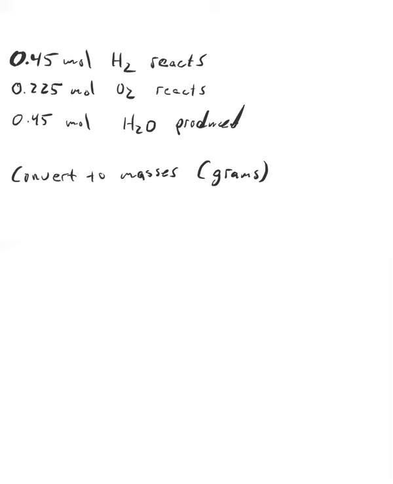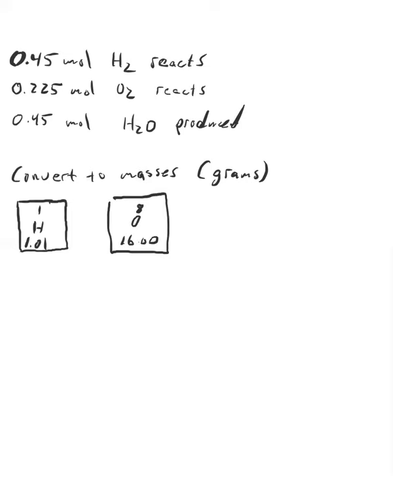All right, so let's convert them. How do we do that? Well, converting from moles to grams, that's something we covered in 3.4. We look up our periodic table. There's our molar mass for hydrogen, 1.01. There's our molar mass for oxygen, 16.00 grams per mole. So let's do it.